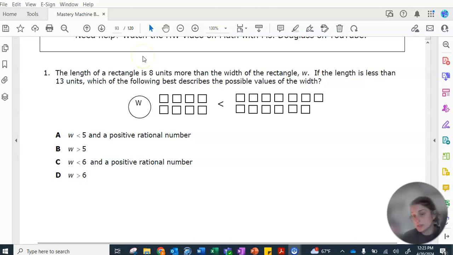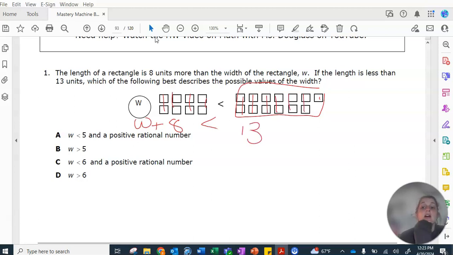All right, so without even reading the sentence, I can probably figure out what the inequality is, but let's just double check. The length of a rectangle is 8 units more than, okay, 2, 4, 6, 8, yep, 8 units more than the width of the rectangle, which we're calling W. So this is a less than symbol, so that means that this must be our length because it has to be more than 2, 4, 6, 8, 10, 12, 13. If the length is less than 13 units, which of the following best describes the possible values of the width? Don't do any reading of the answer choices.